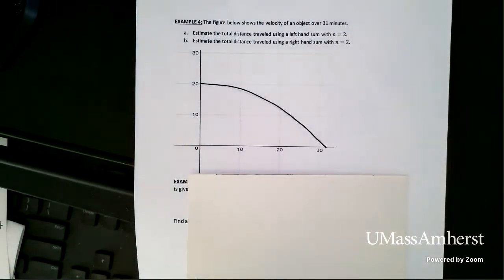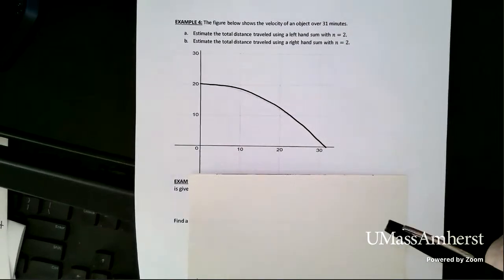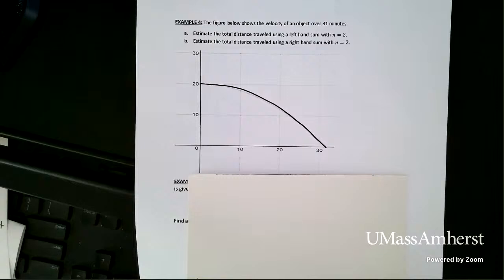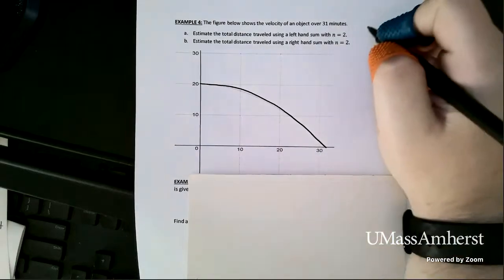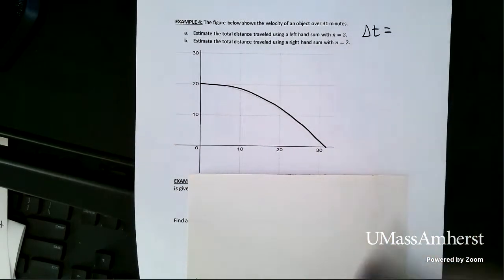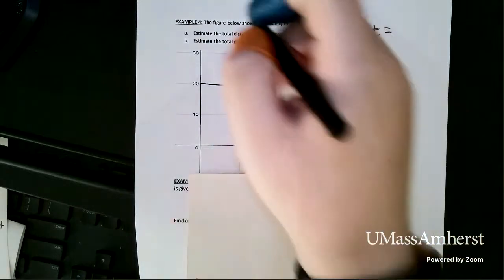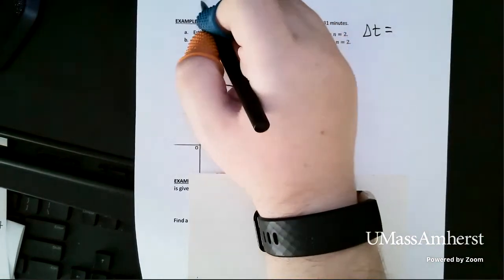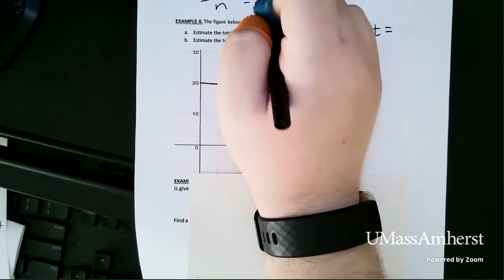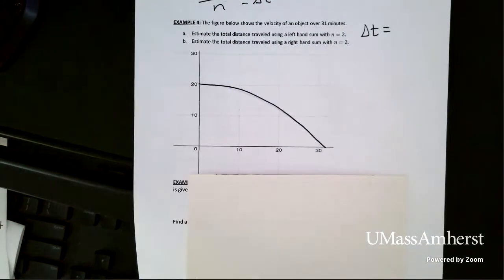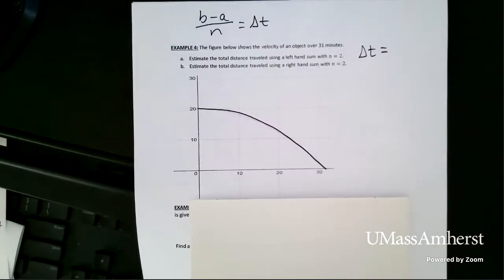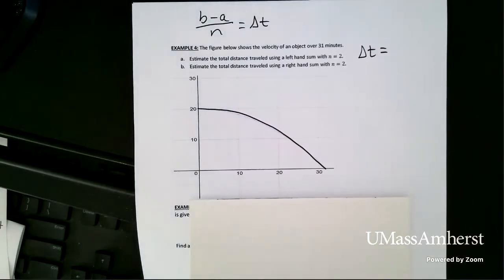Now, I want to remind you from our picture before that when we're fitting in rectangles and we do a left-hand approximation, it's the left-hand corner of the rectangle that touches our function. So what do we need to do here? We need to find our delta t first. So hopefully, we can use this relationship, b minus a over n equals delta t. Once we have our delta t, we can fit in our rectangles, and then we find the areas of those rectangles to do our approximations.